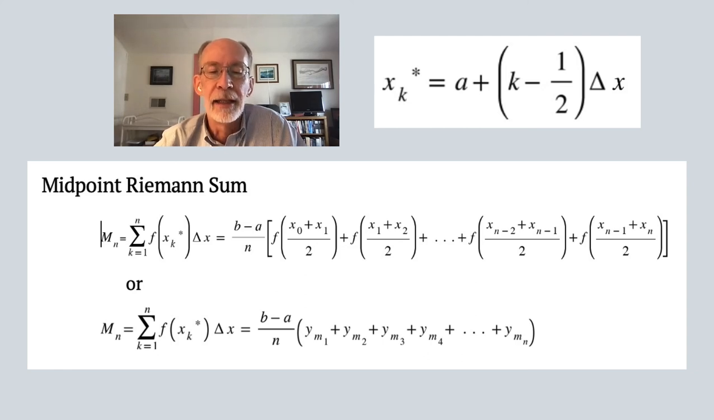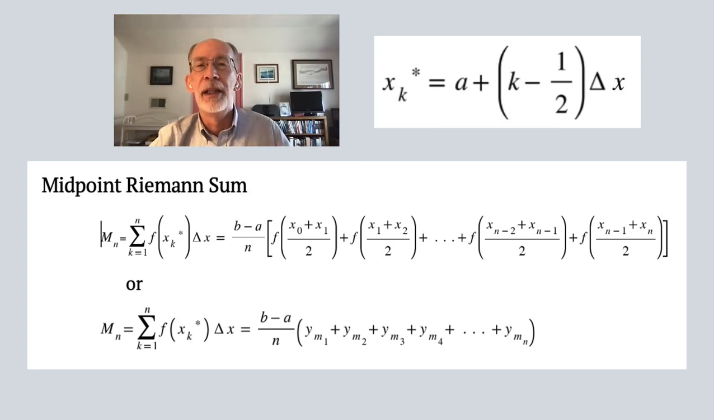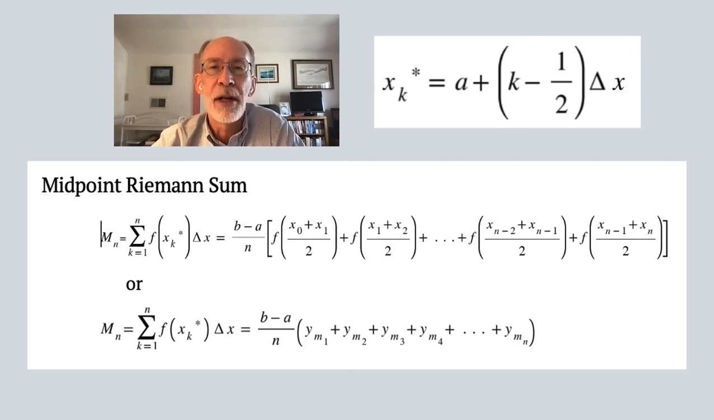You can nicen up the notation a little bit if you label those as y sub first midpoint and y sub second midpoint and so on. It's not nearly as prescriptive in terms of how the values are to be arrived at, but it's certainly much more congenial to write down.